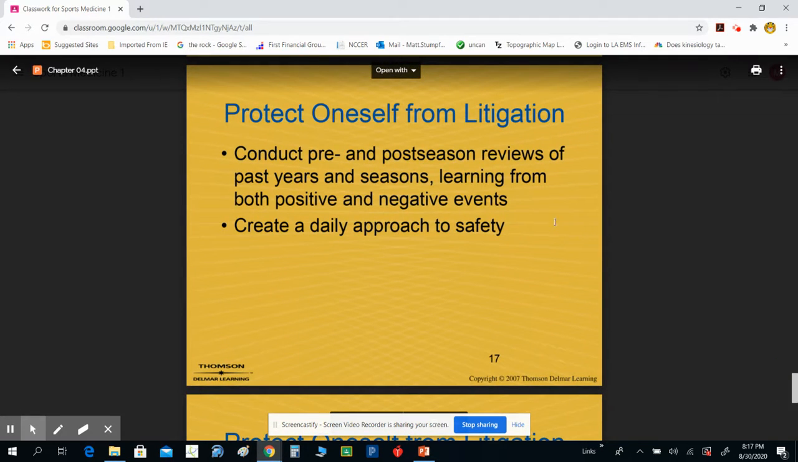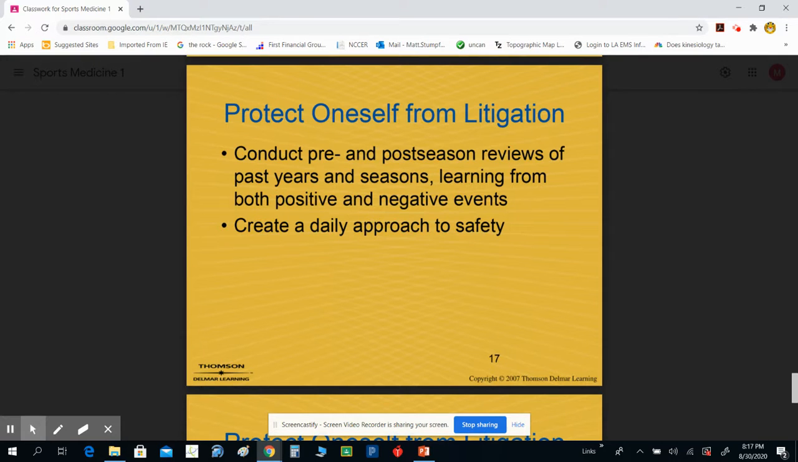We need to conduct pre-season and post-season reviews. This is called quality assessment. We need to see what we did good and keep doing what we did good and figure out what we could have done better and what can we do to make it better. That is just continuous quality improvement. And that's something that's not specific to sports medicine. That's across the world. It doesn't matter if you go start making computer chips. Total quality improvement is something that company's interested in.